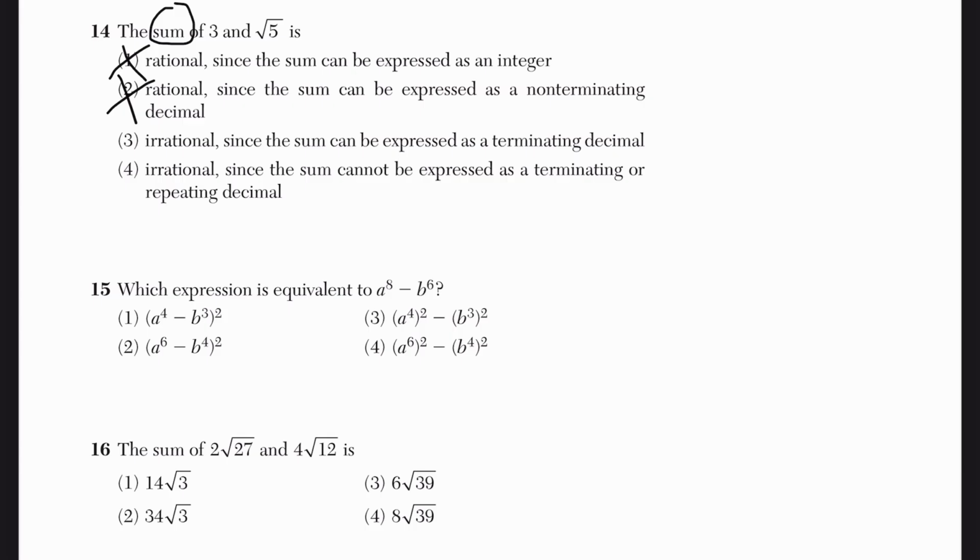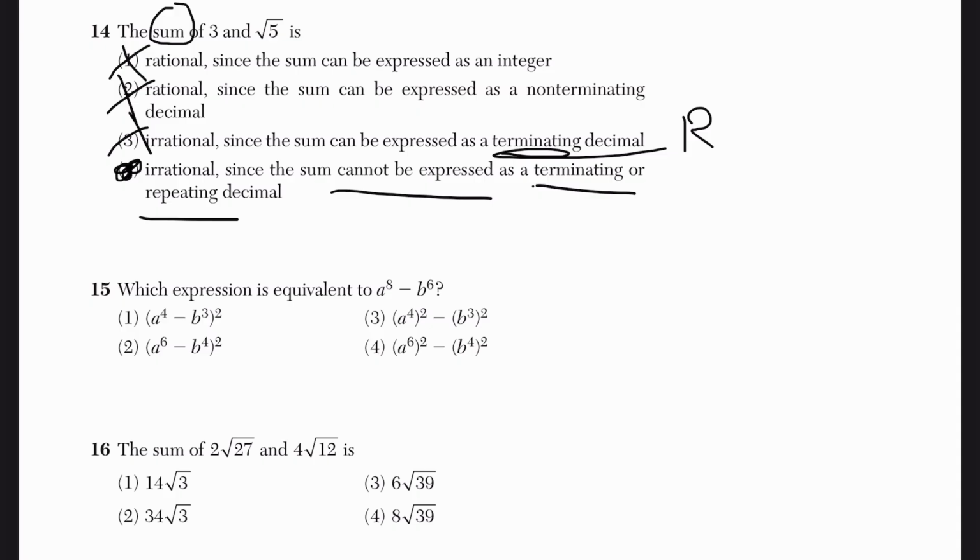You could always plug this into your calculator too. And then it's kind of just like a vocab thing here. So irrational, since the sum can be expressed as a terminating decimal, well, you should know terminating decimals are always rational. So that doesn't make any sense. And I like this answer choice a lot: irrational, since the sum cannot be expressed as a terminating or repeating decimal. It's literally the definition of an irrational number. That's going to wrap that up nicely.